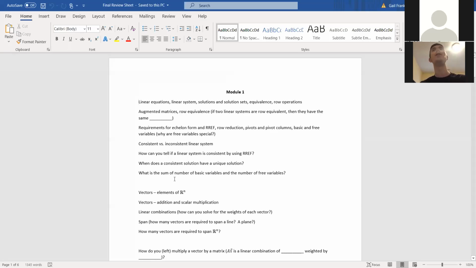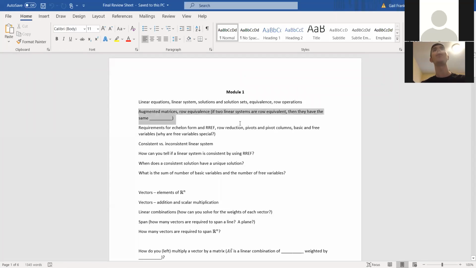1 is all the basics. I'm not necessarily saying it's easy, but it's all the things you need for the rest of the modules. It starts off with linear equations, linear systems, solutions, solution sets, equivalence, row operations. Equivalence just means that 2 linear systems have the same solution set. Remember, the solution set is all the values of the variables that satisfy the system.